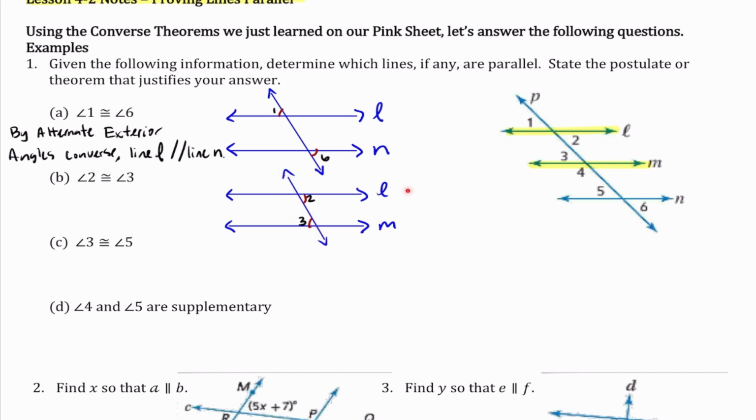So what can you tell me about lines L and M? By the alternate interior angles converse, if two lines are cut by a transversal and the alternate interior angles are congruent, we can say that lines L and M are parallel.